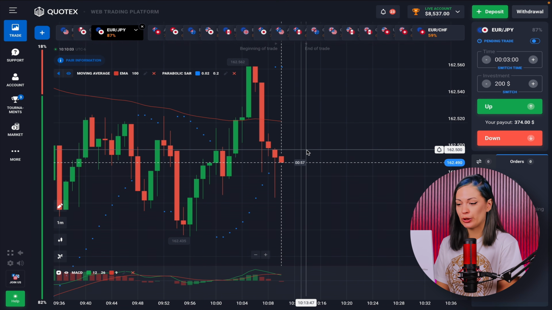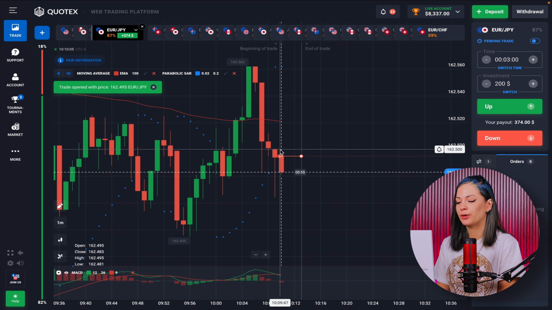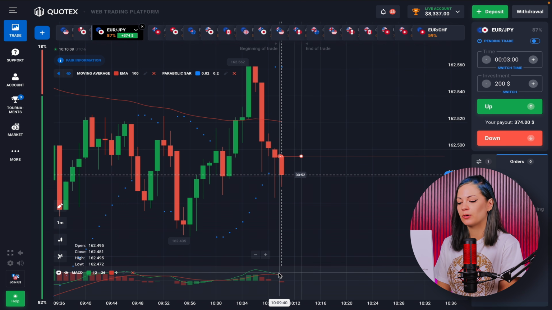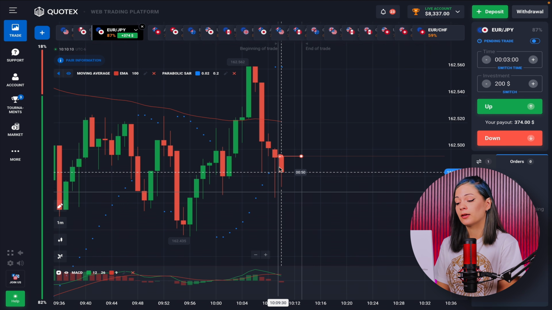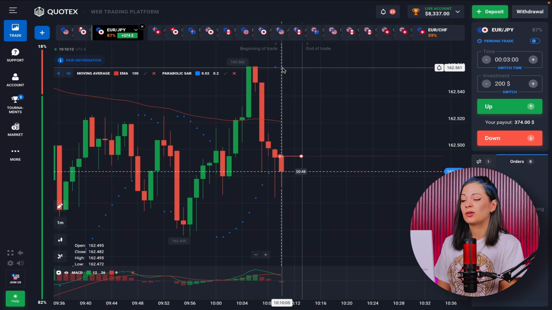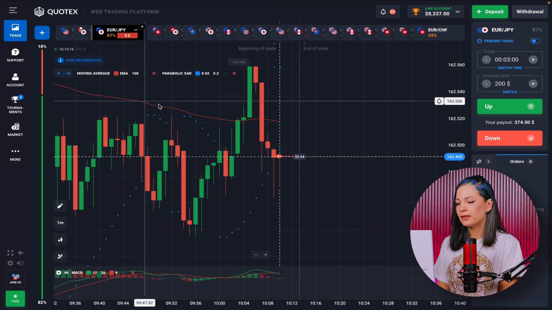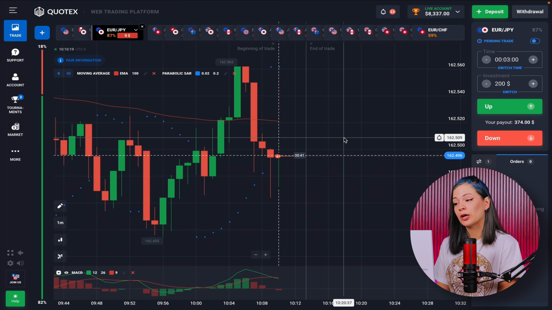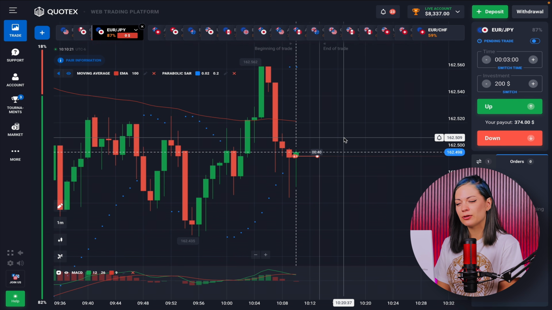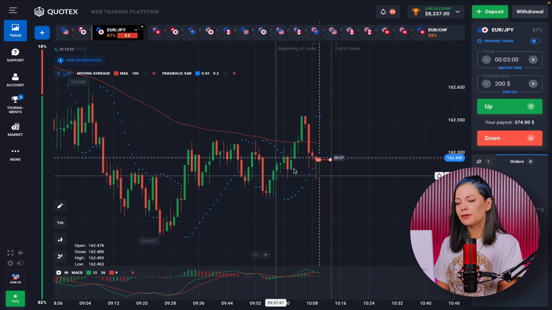Guys, look at this situation. This is our third entry point. We have all the confirmation. We have a crossover from MACD higher than the histogram. On the second dot of parabolic we entered into a deal, and the price is of course lower than the 100 EMA. Let's see how this is going to work with price action.